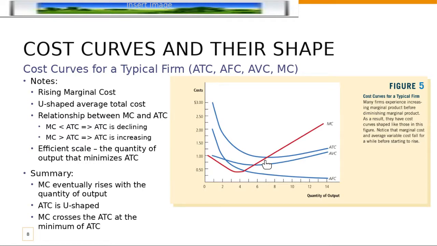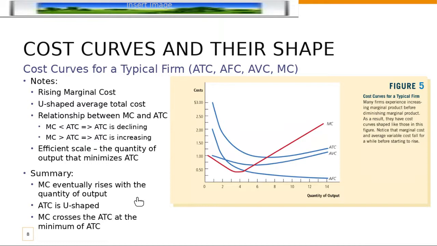However, the minute that marginal cost goes above average total cost, this is when the average total cost starts increasing. So if we make one more cookie and that cookie costs $2 to make, and we have an average total cost of $1.75, that last cookie at $2 means we have increased our average total cost. What this means, though, is that the efficient scale can be achieved when marginal cost equals average total cost. Simply put, the efficient scale is the quantity of output that minimizes average total cost.